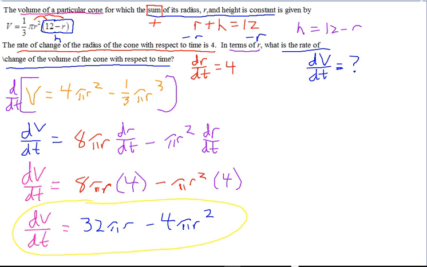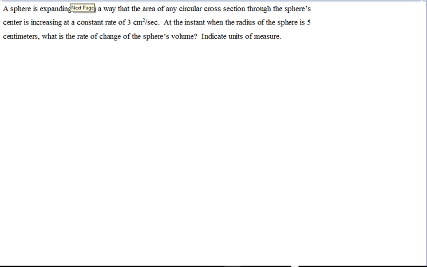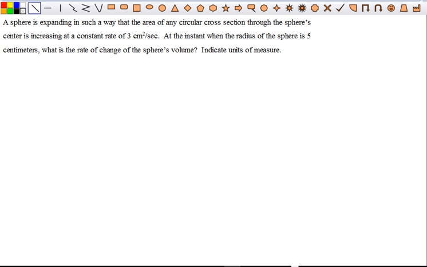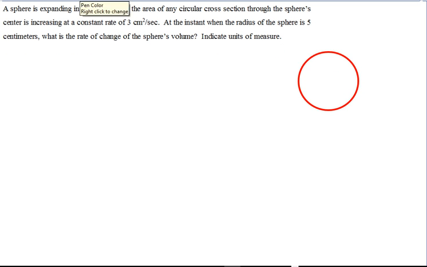Let's take a look at one more different example. This time we've got a sphere. So if we start out with a circle here, and let's make it look spherical, I'll try to draw a little cross section right at the equator, I guess you could say, of the sphere.